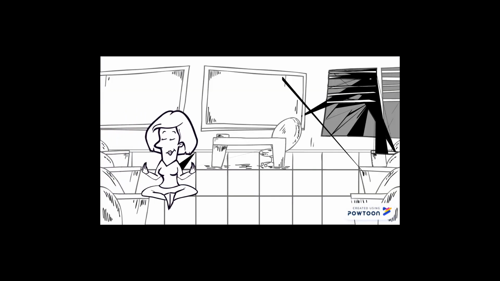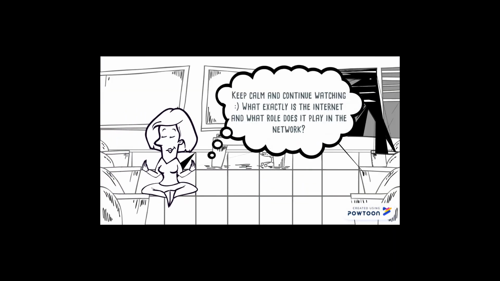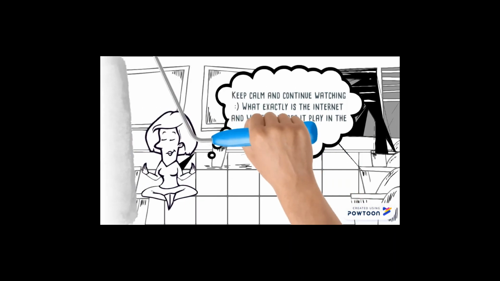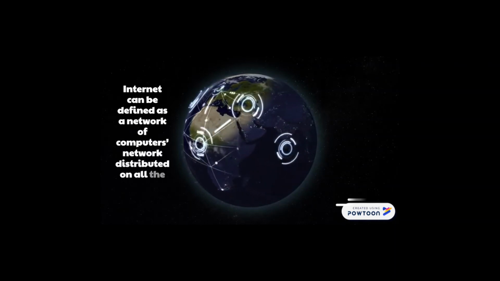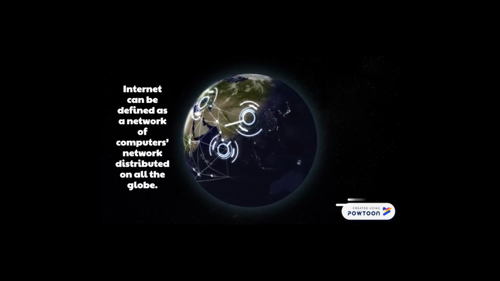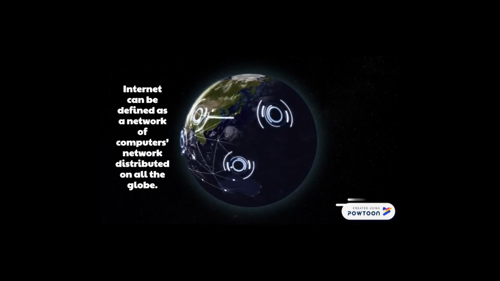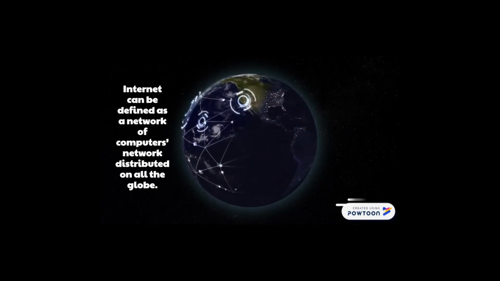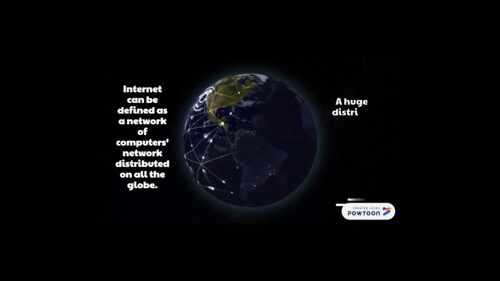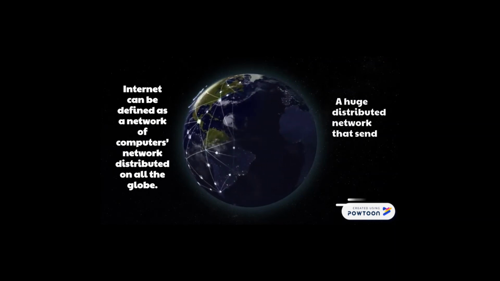Moving on to the interesting part, what exactly is the Internet and what role does it play in the network? The Internet can be defined as a network of computer networks distributed all over the globe that relies on a shared set of communication protocols, collectively known as TCP/IP. It is a huge distributed network that sends data around as little packets.